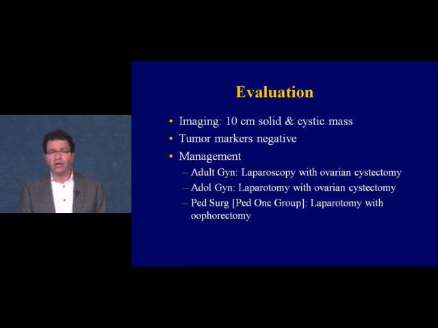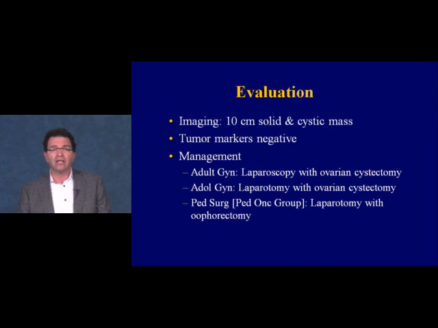So a patient may go to an adult gynecologist, who may offer an ovarian cystectomy laparoscopically. If she goes to an adolescent gynecologist, she'll be offered a laparotomy. Why the difference? Because of the concern that there can be abnormal or malignant cells present even with negative tumor markers, more common in children and adolescents, and so we worry about spillage of the mass and its contents, which would upstage the young woman and possibly require chemotherapy.